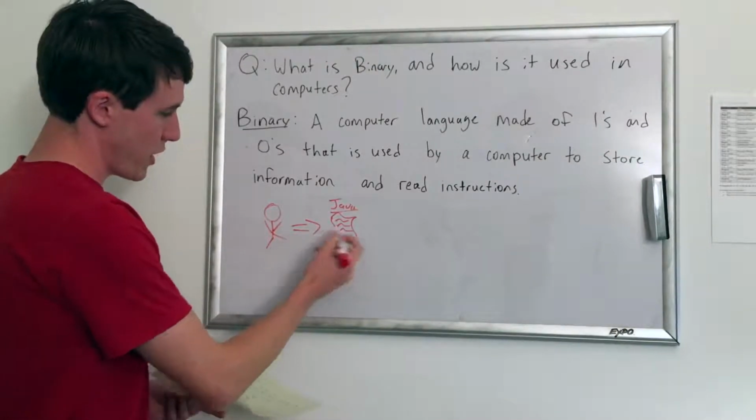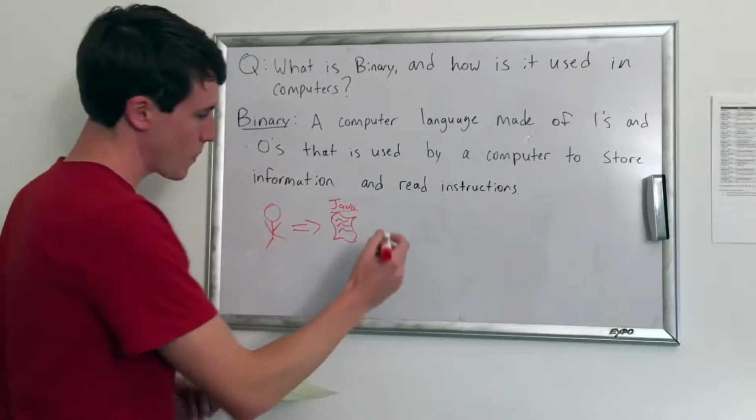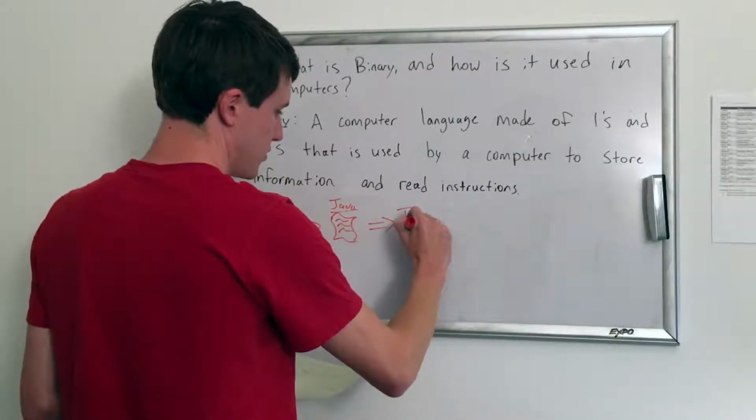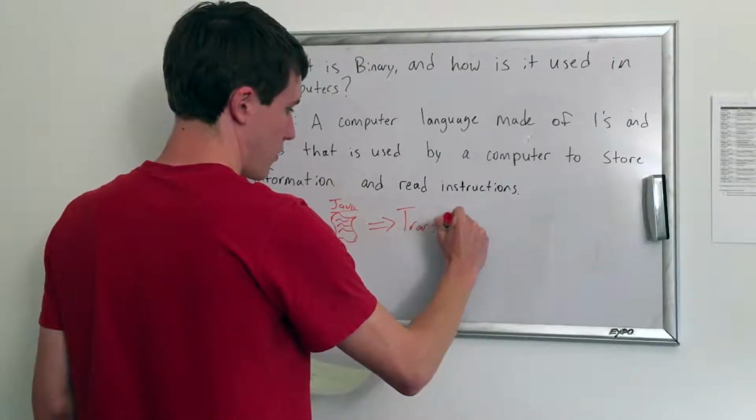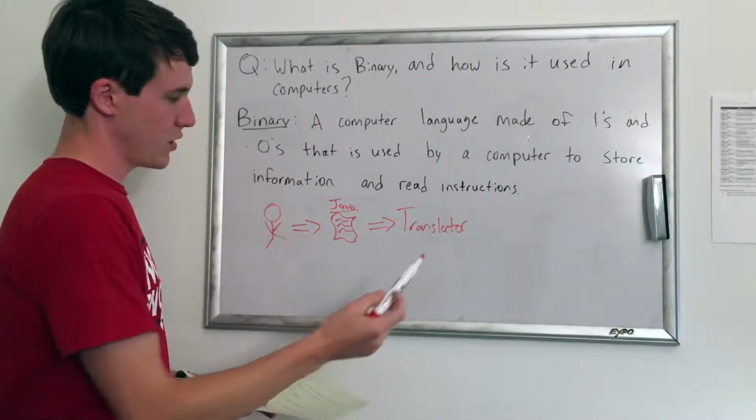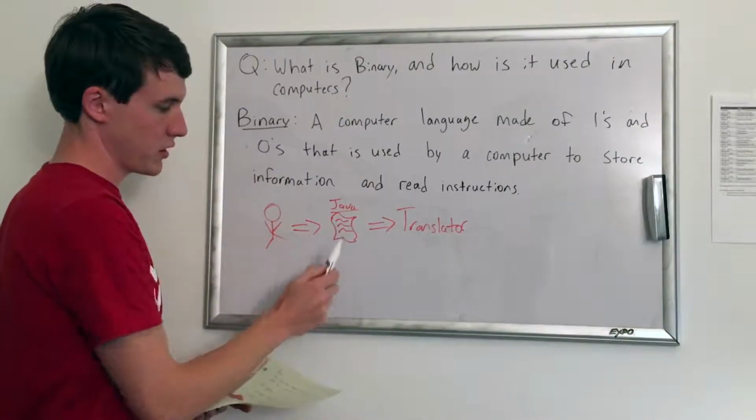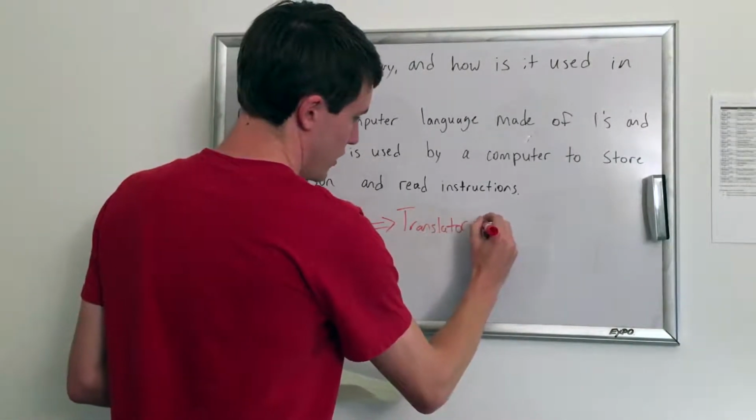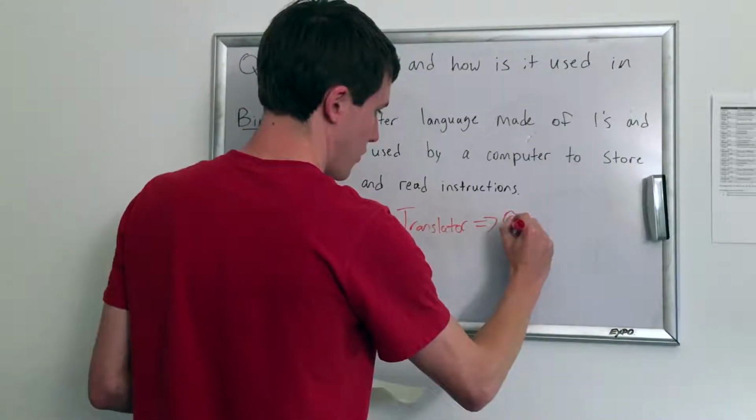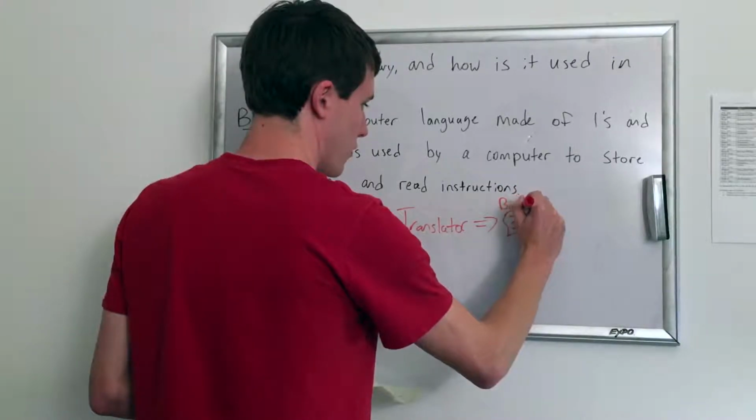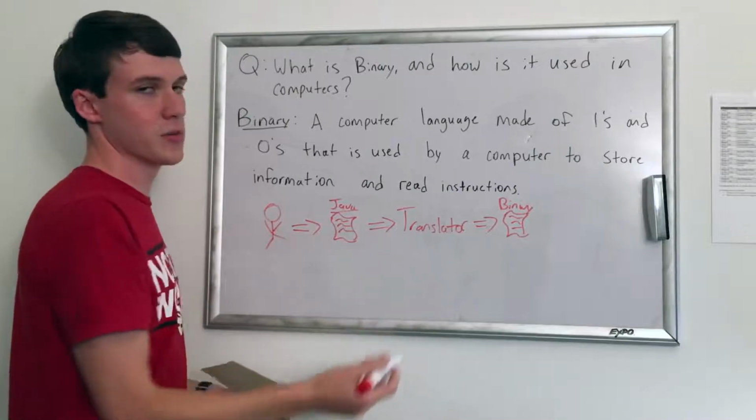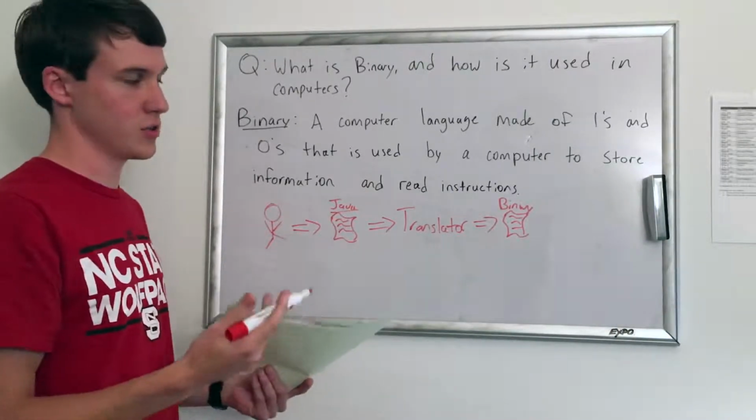So then after he writes this code or instructions, this language is interpreted by a translator. And this translator converts these instructions in the Java language into binary. So then these instructions, which are now in binary, so it means the computer can read the instructions.